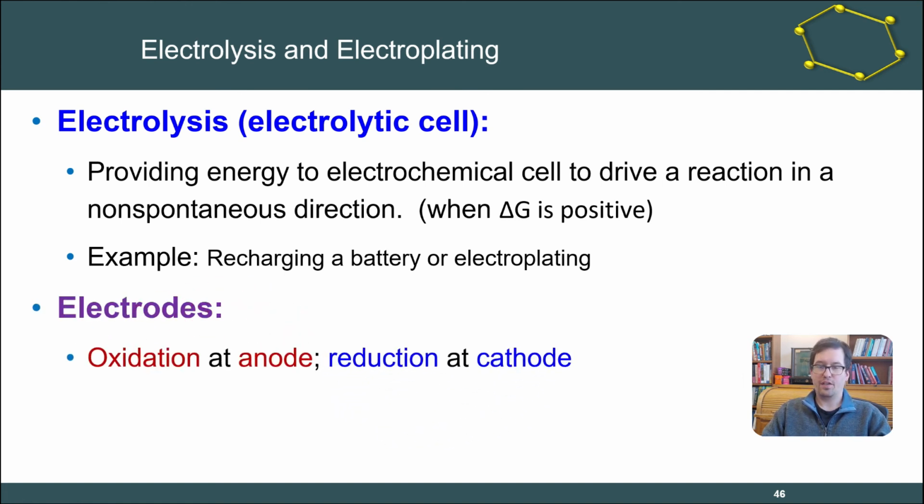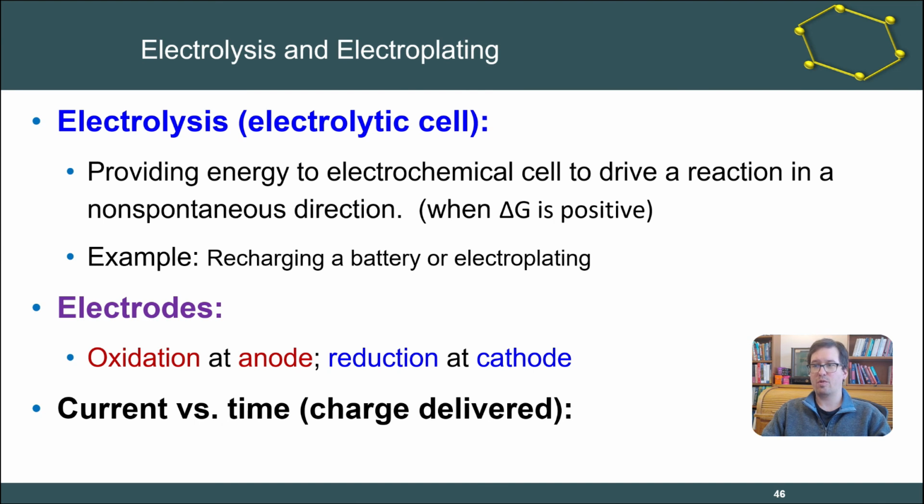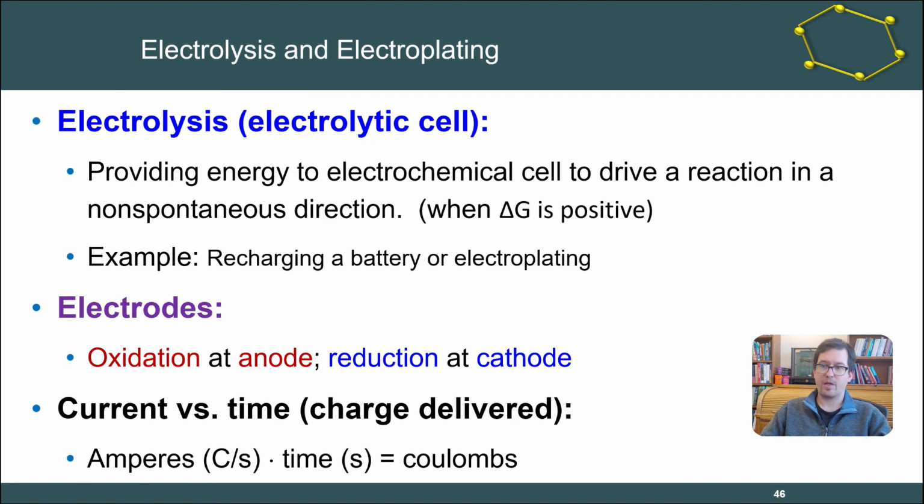Remember, we need electrodes to do any of this. We need an anode and a cathode. Oxidation is occurring at the anode, reduction at the cathode. Alright, and so if we have the current in amperes and we have the amount of time, as we saw in the last slide, we can then get the amount of charge delivered, so the amount of electrons delivered to our system over time. Alright, those are our units. In this case, amperes times time equals coulombs, again from the last slide.